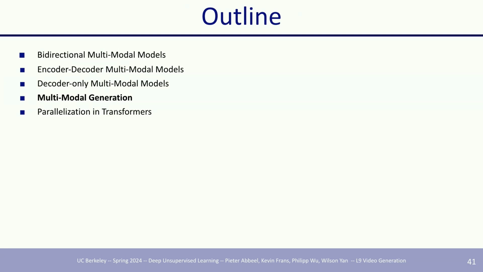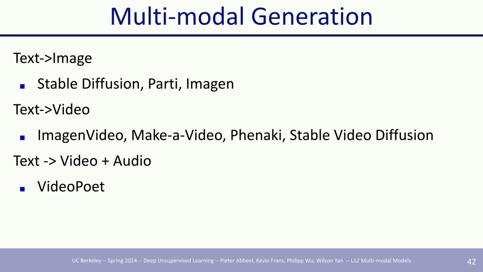Okay, that was decoder-only models. So now I will be talking quickly about multimodal generation. The way I'm phrasing multimodal generation is that a lot of the models we talked about in this entire class are usually generating one modality. They could be conditioned on multiple modalities, but it's usually generating one. So there's Stable Diffusion, which generates only images from text.